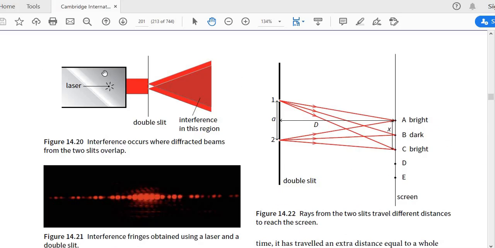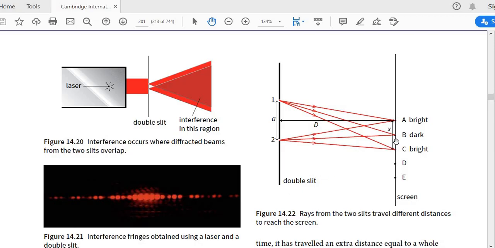Lambda is the wavelength of the waves. So the wavelength of these microwaves. A is the slit separation. Here you have one slit, here you have another slit. Then x is the fringe separation. That means from one bright fringe to the next bright fringe. Now what happens is, due to interference, there will be dark fringes and bright fringes. So this x is the distance between the center of one dark fringe to the center of the next dark fringe, or the center of one bright fringe to the center of the other bright fringe.